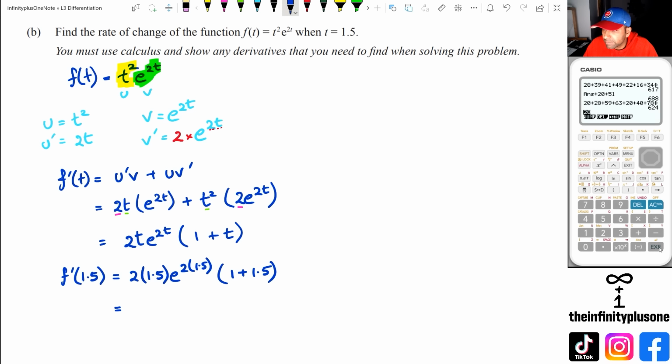I'm going to go into main menu, and we've got 2 bracket 1.5 close bracket, and then we've got e to the power of, oh, I think I just messed up there. Shift e to the power of, what do we got, 2 times 1.5, so that's going to be 3, and then we've got multiplied by 2.5. So our final answer should be 150.64.